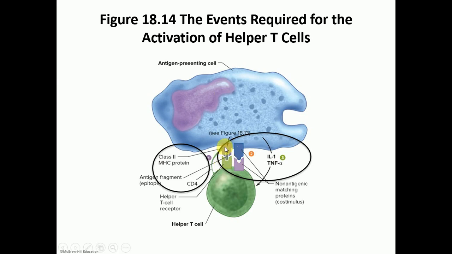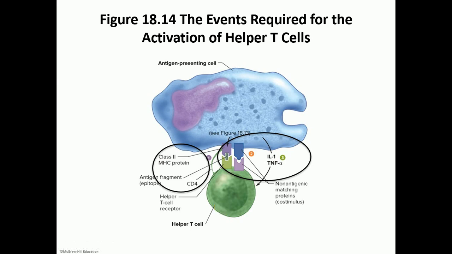Well, we need the interaction between the class 2 MHC with the antigen attached to it with the CD4. But there is something else that we need, and that is known as a non-antigenic matching protein. These two proteins act kind of like a co-stimulus, so it increases the activation. And this antigen-presenting cell releases interleukin-1 and another chemical known as tumor necrosis factor. Both of these are going to help in the co-stimulation of helper T cells.